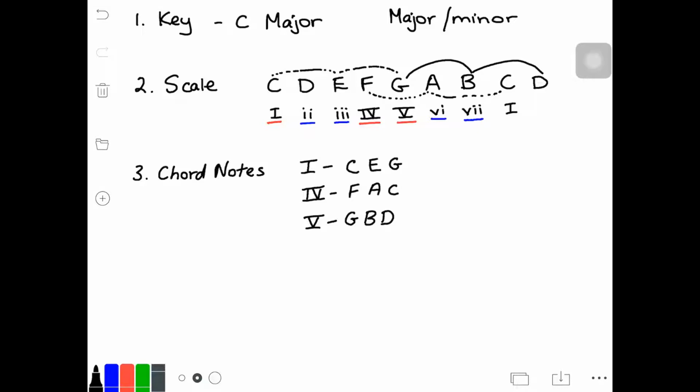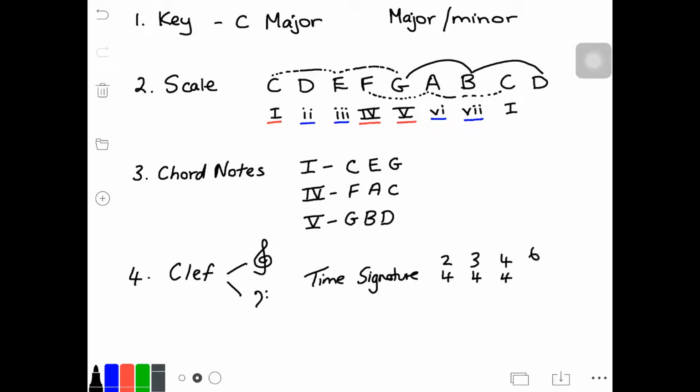Now that you've established the notes that you're going to use, we need to move on to our first stage of melody writing. Choose a clef. It can be treble, or it could be bass. Choose a time signature: 2/4, 3/4, 4/4, 6/8, etc. The choice is yours, it's your composition. And then we begin writing.